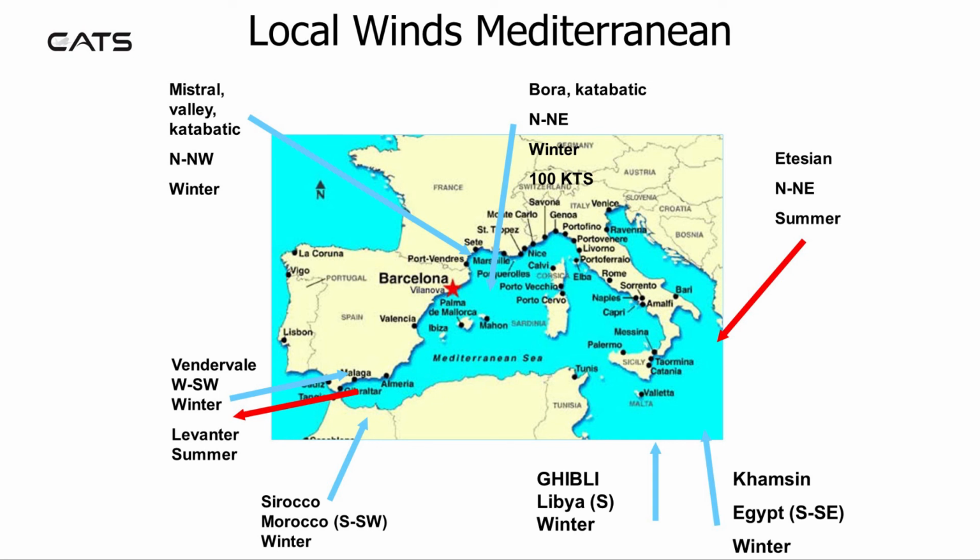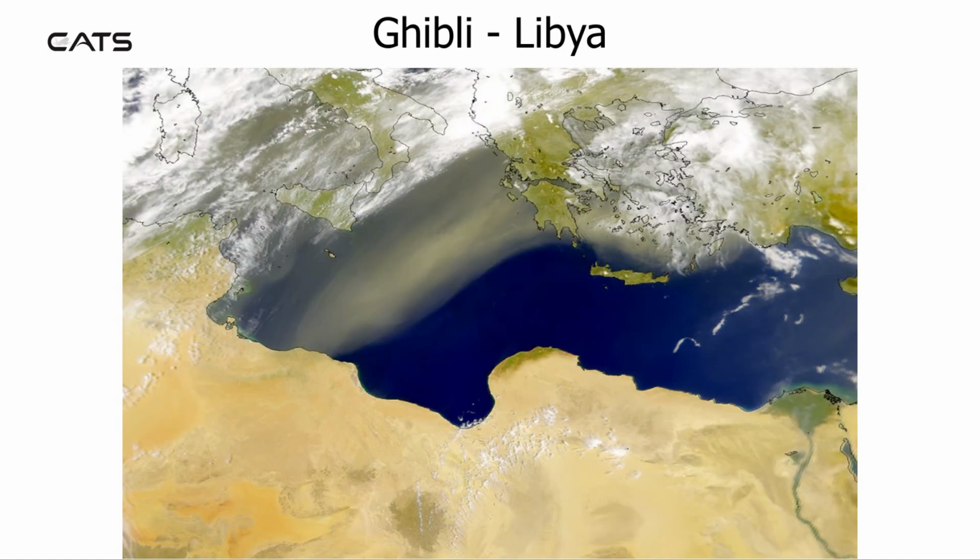In summer there are Etesian winds, which are north-northeasterly over Greece, and the Levante, which blows out of the Med near the Straits of Gibraltar. Here's a satellite image of the Ghibli, which is a southerly wind blowing through Libya across the Mediterranean Sea. You can see the sand that's being carried across towards Italy and Greece.